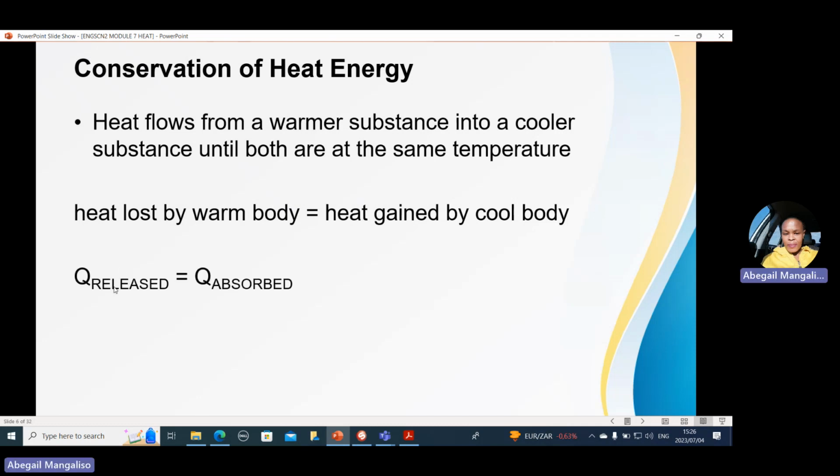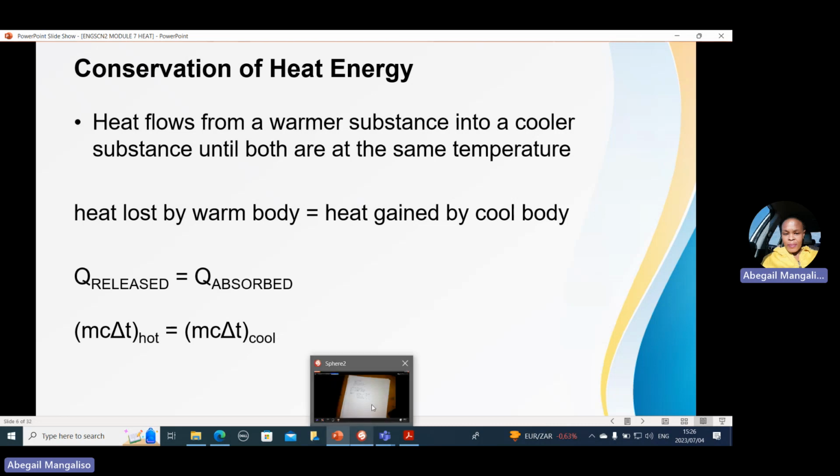Symbols: Q released is Q absorbed, or Q lost is equal to Q gained. Under Q released, it's MC delta T. Under what is absorbed is also MC delta T of the cooler substance. Let's have a look at this.